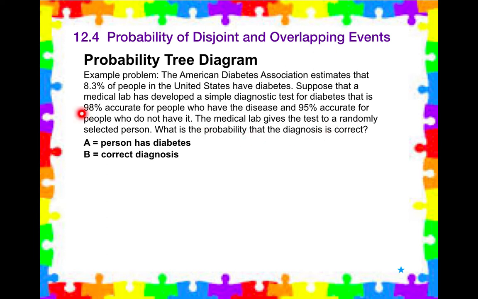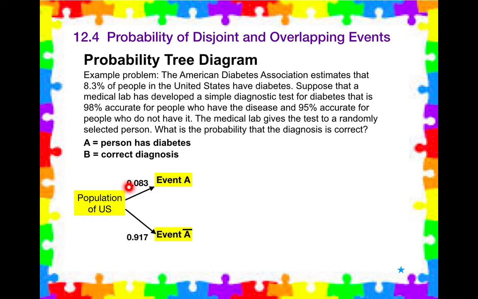Now remember, it's 98% effective or accurate when you do have diabetes and 95% accurate when you do not have diabetes. So we're going to use the full population of the United States. We're going to say that 8.3%, or 0.083, are going to have diabetes, and not having diabetes is all the rest. So that's just out of 1. We just subtract 0.083 from 1.